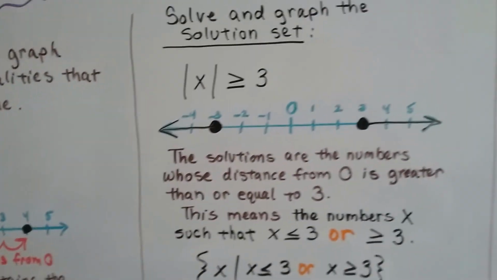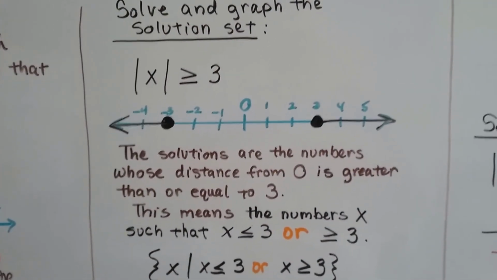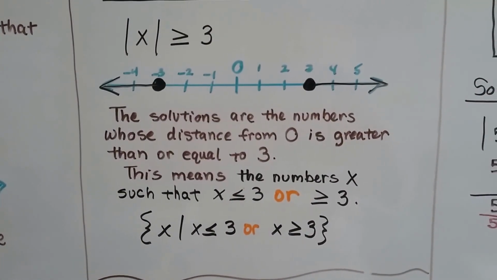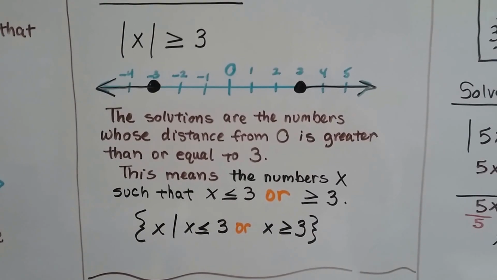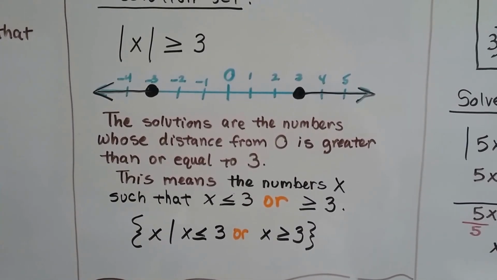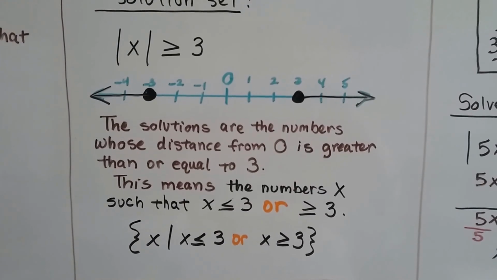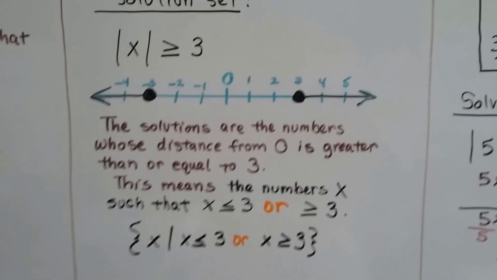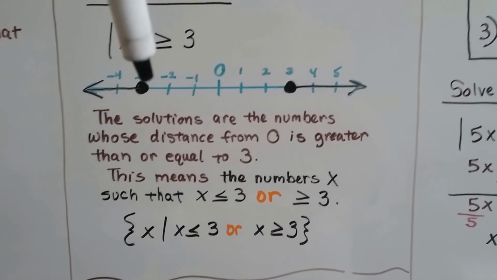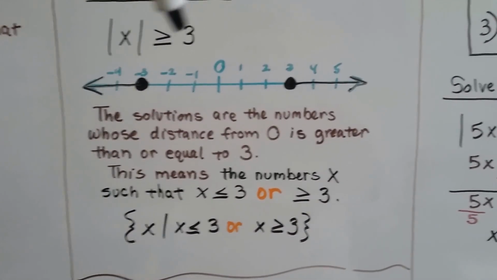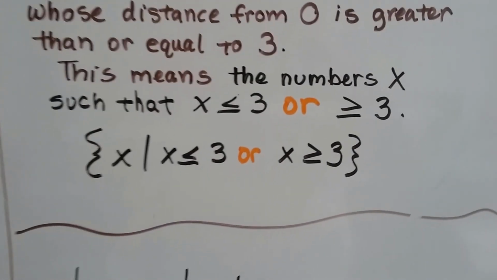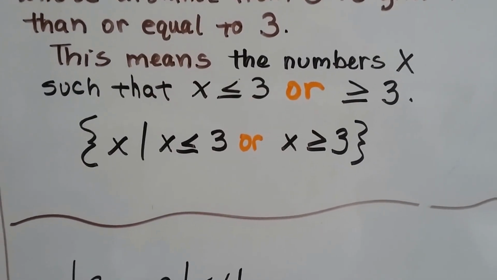We can solve and graph the solution set that the absolute value of x is greater than or equal to 3. And the solutions are the numbers whose distance from 0 is greater than or equal to 3. So that means the numbers x such that x is less than or equal to negative 3 or greater than or equal to 3. And we can graph it with two different arrows on the number line. It's using a black dot because the 3 has an or equals to, so it's included, and that's exactly how we write it in set builder notation, just like that.